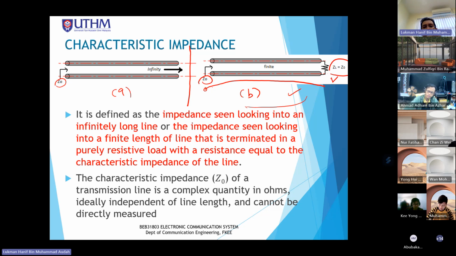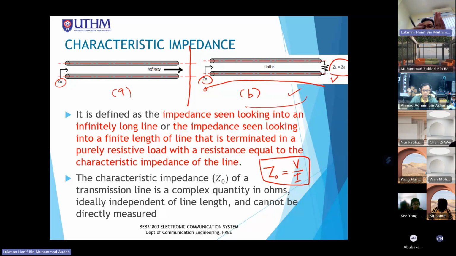Okay, so the characteristic impedance, in general, we can say that it is actually the ratio of voltage and current of the wave that travels along the transmission line. So basically Z0 is equal to V versus I. This is a general equation for the impedance, the ratio of voltage over current of the wave that travels along the transmission line.